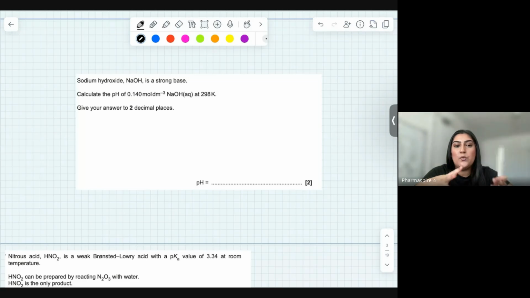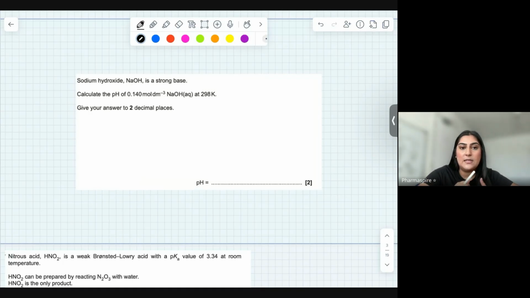Now, these questions are both OCR and AQA mixed, but they're both pretty much the same in terms of line of questioning because it's just maths. Right, so first one, I'm going to go through it, put the answer in the chat when you're ready because you might find these quite easy. So again, I like to read it. I've got sodium hydroxide, NaOH, is a strong base, so I'm going to use Kw. And then calculate the pH of 0.14 moles per decimeter cubed of NaOH at 298 Kelvin.